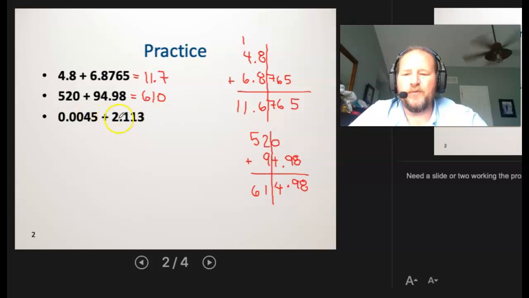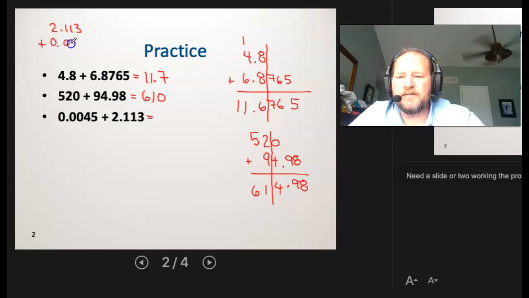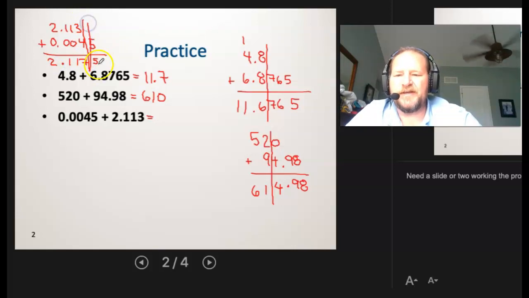0.0045 plus 2.113. So again, we'll drop the 5. So let's go 2.113 plus 0.0045. We'll drop that 5. 4 and 3 is 7. 1.2. We'll cut this number after the 3 for the thousandths place. 5 rounds the 7 up until we get 2.118.